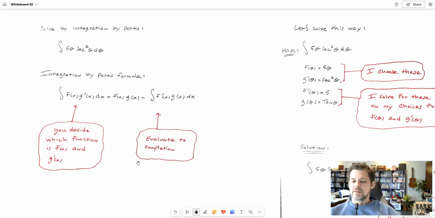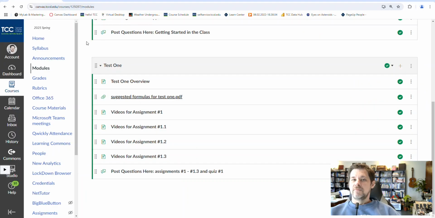Speaking of formulas, let me show you something that I've included on Canvas. If we go to Canvas and look under modules and under the test 1 module, you see this page, videos for assignment number 1, that's where you're finding this video. But here is another page, suggested formulas for test 1.